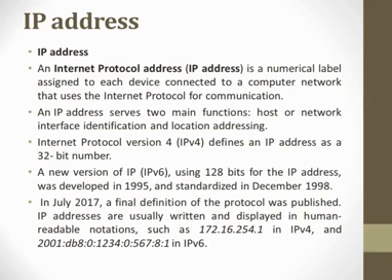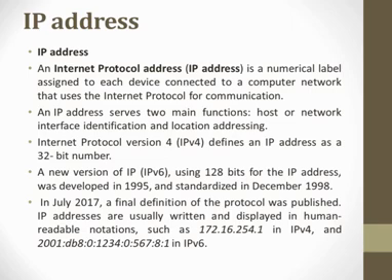An IP address, an internet protocol address, is a numerical label assigned to each device connected to a computer network that uses the internet protocol for communication. An IP address serves two main functions: host or network interface identification and local addressing. Internet Protocol version 4 defines an IP address as a 32-bit number, whereas a new version, IPv6, using 128 bits for the IP address, was developed in 1995 and standardized in December 1998. In July 2017, a final definition of the protocol was published.